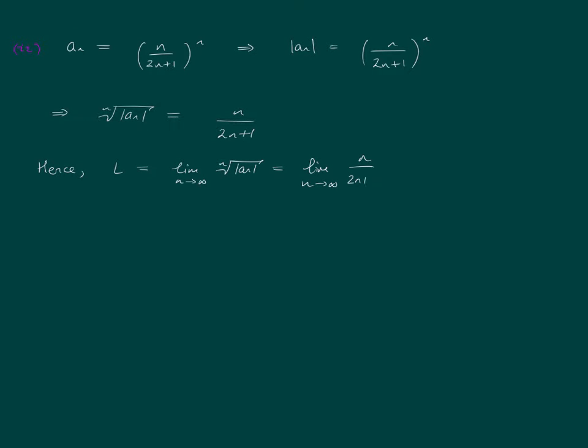And we know how to take this limit. We divide top and bottom by n again. So we're left with 1 over 2 plus 1 over n, which equals a half. In particular, half is less than 1.